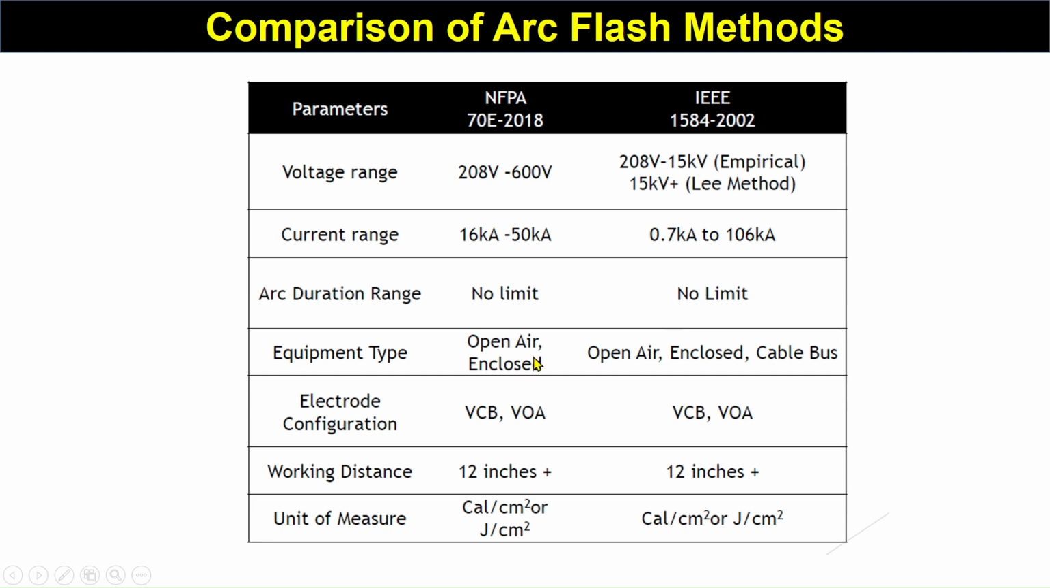Equipment type, it is open air and enclosed in NFPA, and in IEEE we are calculating for open air, enclosed and cable bus. Electrode configuration, VCB and VOA, with both the same. Working distance is the same, and the unit of measurement is calories per centimeter square or joules, here also the same measurement. These are the comparison between two methods of calculating the arc flash.